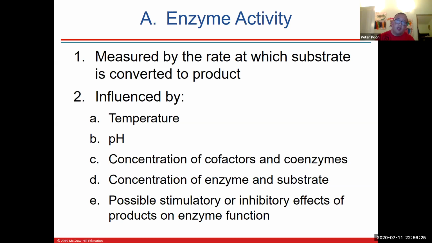If you add more enzyme, obviously the enzyme will work faster. If you add more substrate, same thing, because the enzyme will run into the substrate more often. There's an exception, where if you maximize out on the substrate and the enzyme is working as fast as it can, then adding more substrate doesn't do anything. There are also possible stimulatory and inhibitory effects based on enzyme function. We'll get to those in a little bit as well.